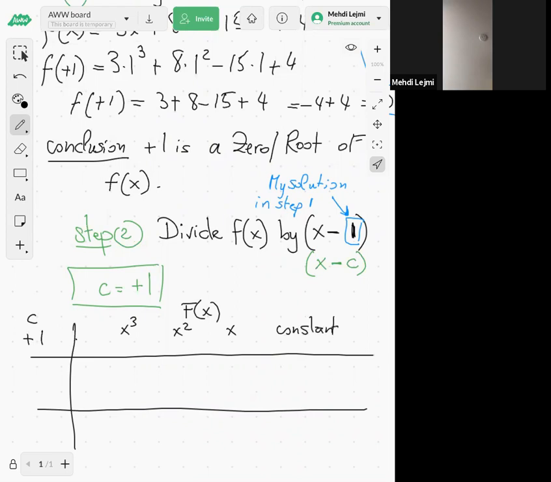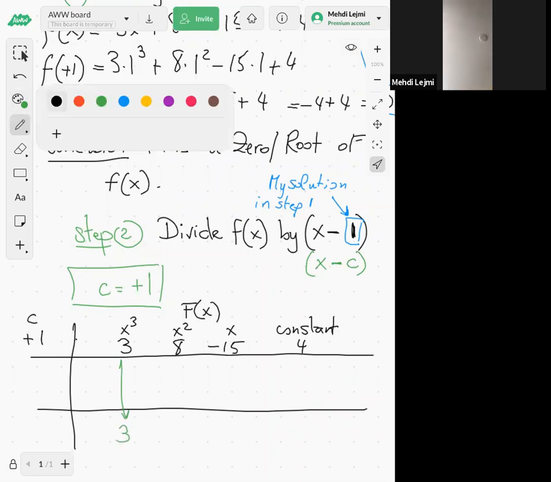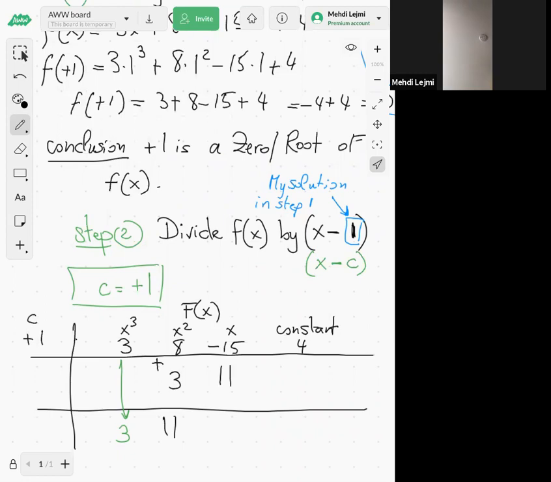So it's 3x cubed, 8x squared minus 15x plus 4, right? So we always bring down the first number here, which is 3 times 1. That's positive 3. 8 plus 3, that's 11. 11 times 1, it's 11. Minus 15 plus 11, that's negative 4. Negative 4 times positive 1, it's negative 4. 4 plus negative 4, it's 0, right?